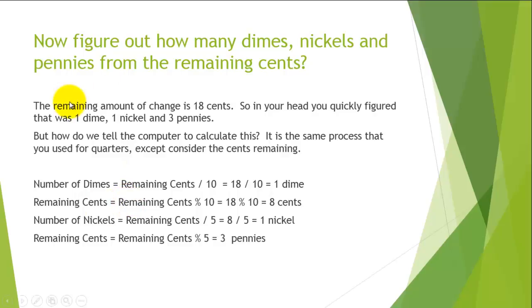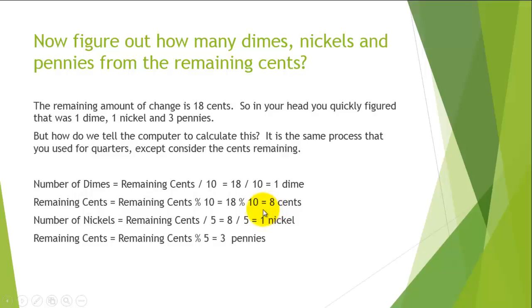So with dimes, you're now working with 18 cents. So 18 divided by the value of dimes, which is 10, will give you 1 and some fractional component, but we don't care because it's integer division. The modulus gives you that remainder. So when we take 18 and modulus it with the value of a dime, then that's our remainder.